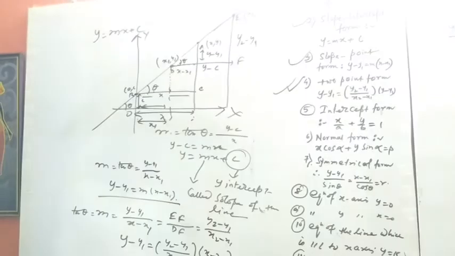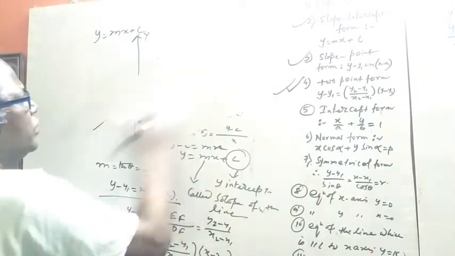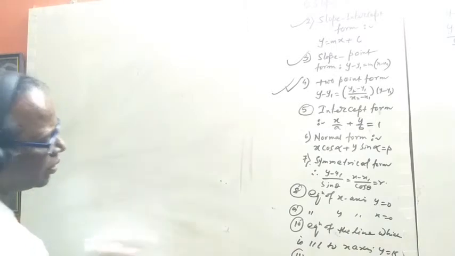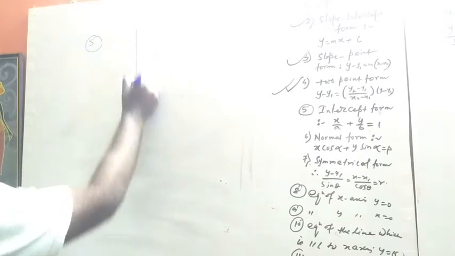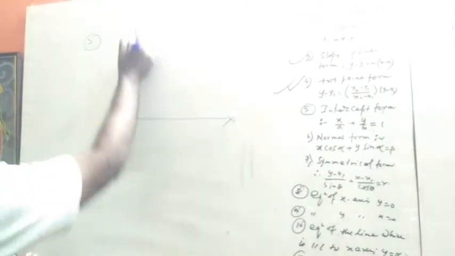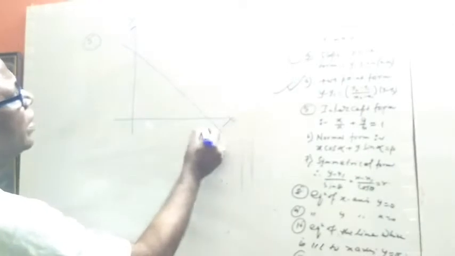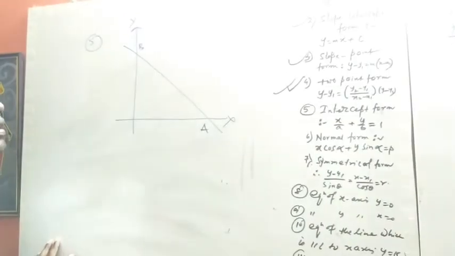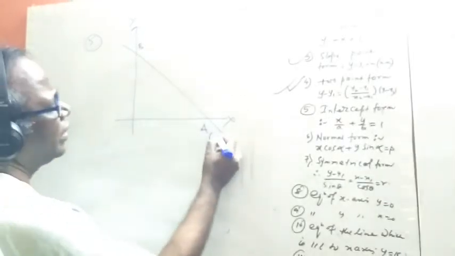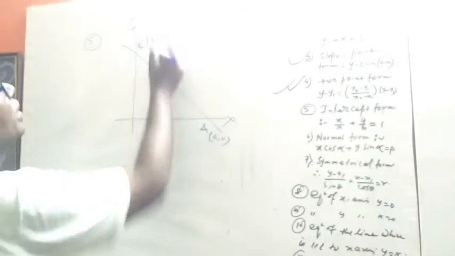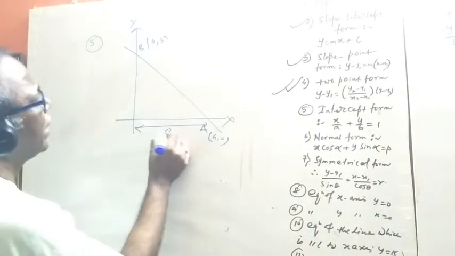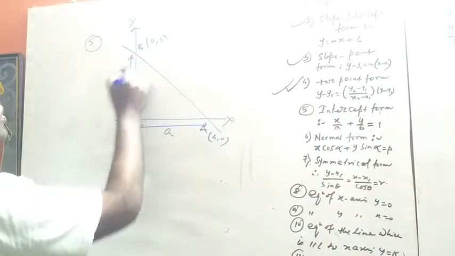Okay, number 5, intercept form of a line. It is called the intercept form of a line, and that is x by a plus y by b is equal to 1. See question number 5. This is the y-axis and this is the x-axis. The required line intersects the x-axis at A, at the coordinate (a, 0), and the y-axis at B, (0, b). This length a is called the x-intercept, and this length b is called the y-intercept.